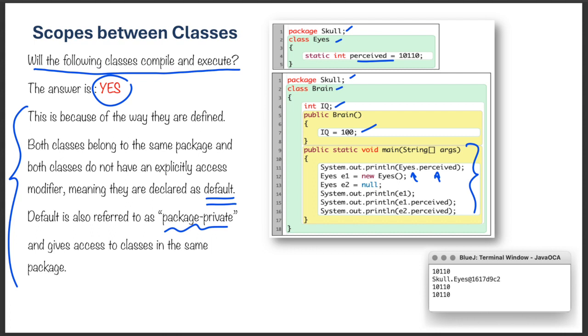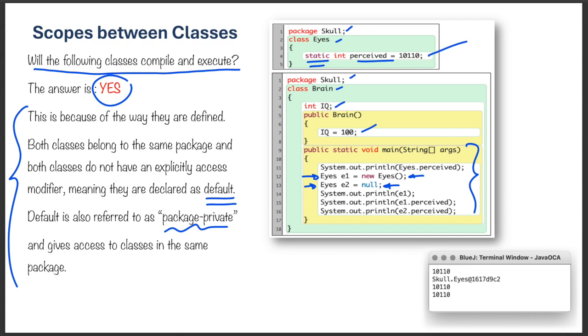So if you recall, static class variables are accessible even if a class object does not get instantiated. It's because of that keyword static. And then we declare an Eyes object e1 and we instantiate it. And then we have an Eyes object e2 set to null. That means it's not storing a reference. This is just review. e1 stores a reference. e2 does not store a reference.